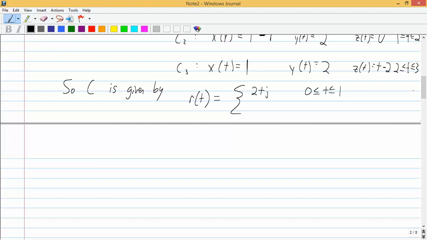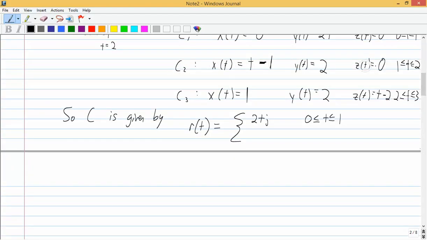Okay? Then, let's do the same thing for C sub 2. Let's sum these equations up. So, this will be t minus 1 i plus 2 j plus 0 k. And that's when t is greater than or equal to 1, less than or equal to 2. All right. And then sum up these last ones here. So I'm going to have 1 i plus 2 j plus t minus 2 k, when t is greater than or equal to 2, less than or equal to 3. Now, since C sub 1, C sub 2, and C sub 3 are smooth, that means that C will also be smooth.